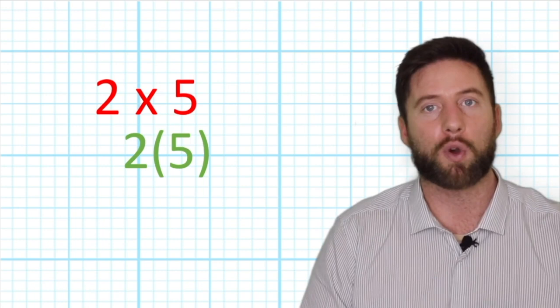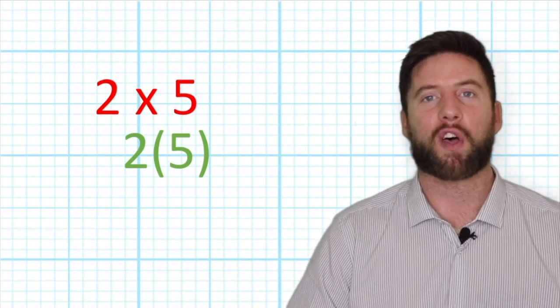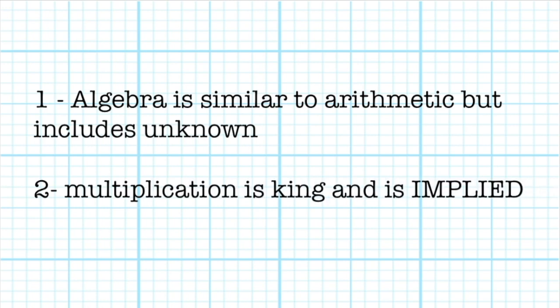Okay, so we have learnt that algebra is very similar to arithmetic, but we have unknown values that we need to solve the equation to get to. We've also learned that in algebra, the multiplication sign is king, and if there's no other sign there, we are going to use that as our default.